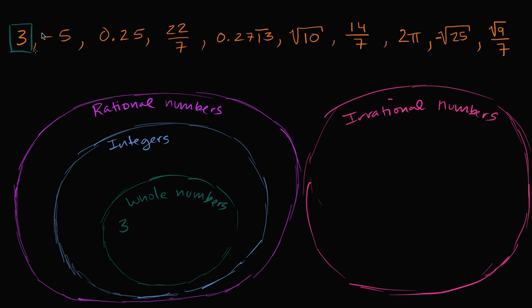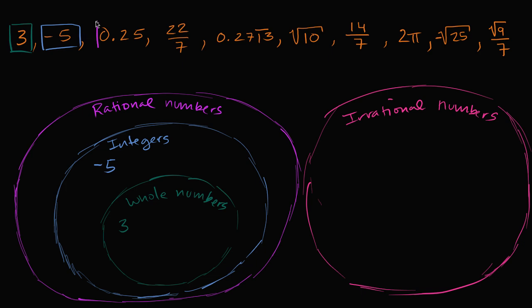Now let's think about negative 5. Once again, it can be represented as a fraction, but it doesn't have to be. But it is negative, so it's not going to be a whole number. So negative 5 is going to sit right over here. It's an integer, and if you're an integer, you're definitely going to be a rational number, but it's not a whole number because it is negative.